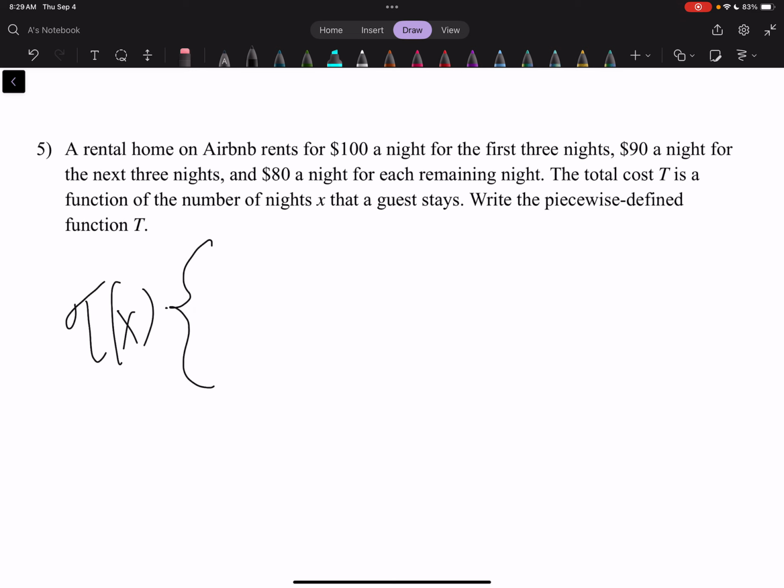All right. The first 3 nights is 100x, and with this 100x, this is from night 1 to night 3. Now then, I have a quick question for you. Actually, it should be 0 is less than x, less than or equal to 3. Now I have a question for you.